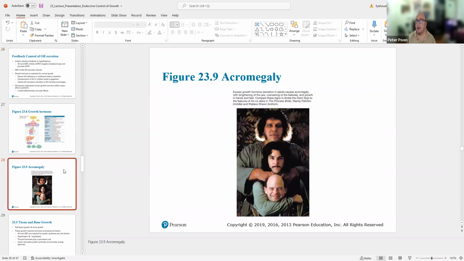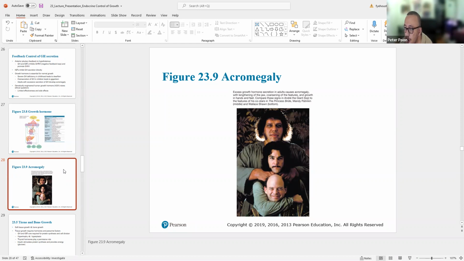So this is actually a really cool picture. On top, the first person is Andre the Giant. Andre the Giant obviously has acromegaly, which is abnormal lengthening of the jaw, coarseness of features, and growth in hands and feet, and you see how big he is.